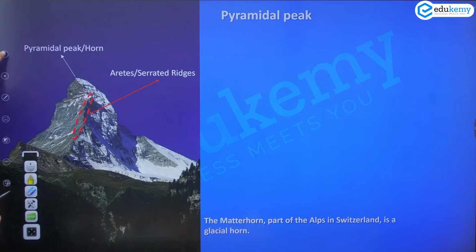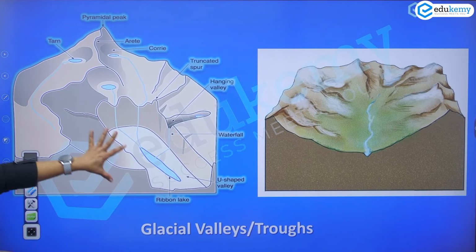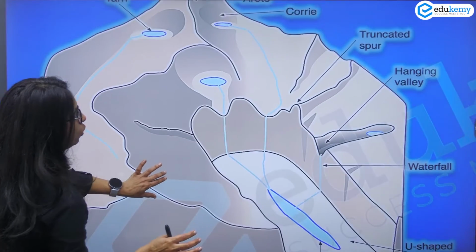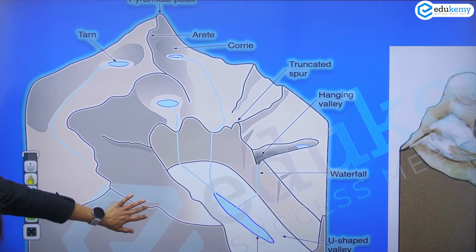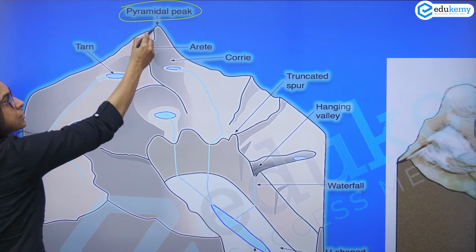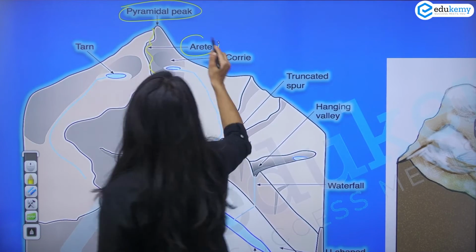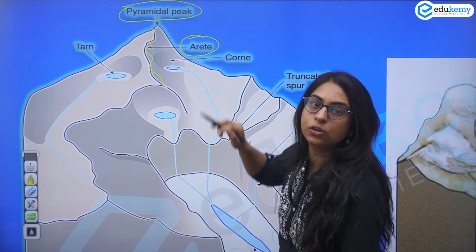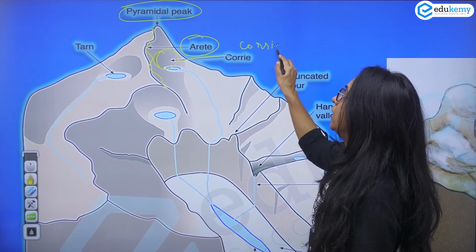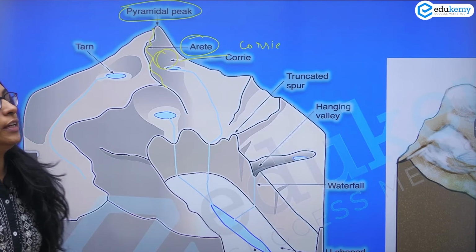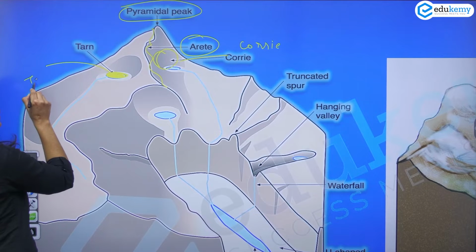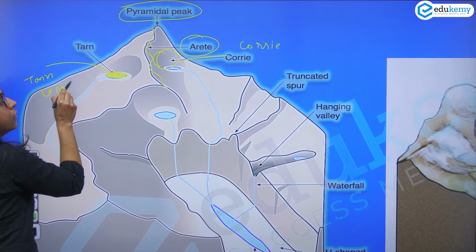If we look at the U-shaped valley, this is how a glacier would look, this is how a glaciated landscape would look. We have seen the pyramidal peak, we have seen the arete, also known as the serrated ridge. This is one quarry operating, this is the other quarry operating. This depression you can see is a quarry. When the ice melts, you have the lake called the Tarn Lake or the Quarry Lake. So this is the Tarn Lake or the Quarry Lake, right?